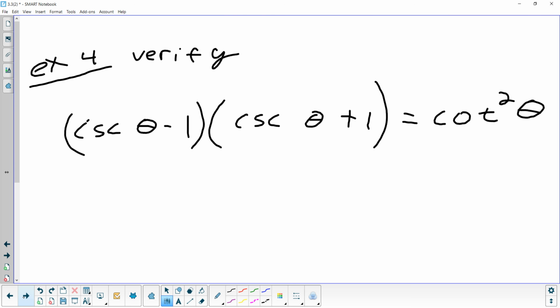All right, let's see what else. Okay, let's try this one. Does anybody remember what these things are called? Cosecant minus 1, cosecant plus 1. There's a name for those. It begins with a C. Yeah, they're conjugates.